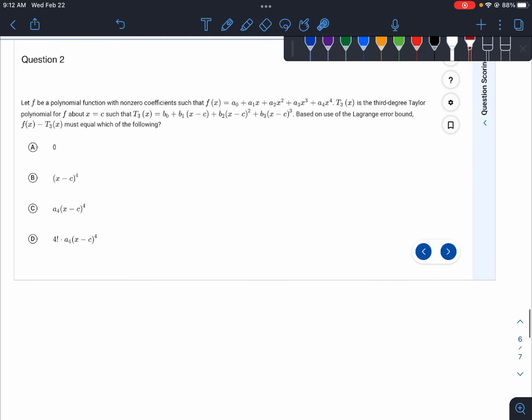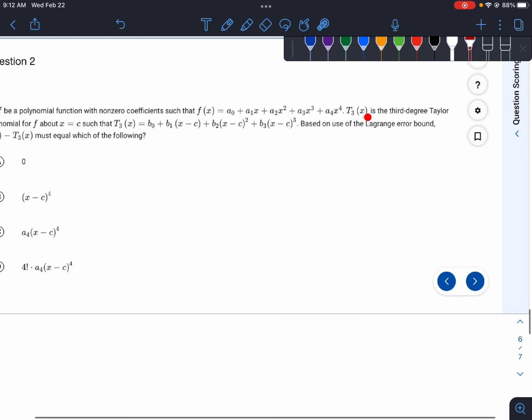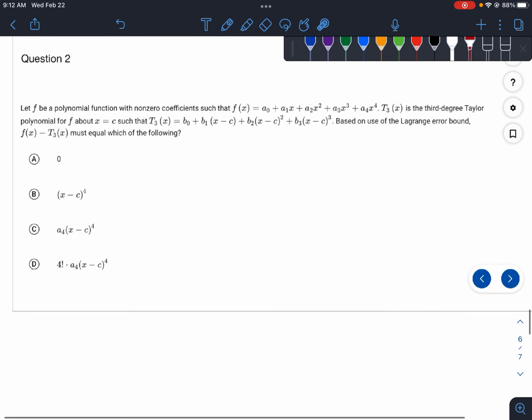Let's try this one right here. So let f be a polynomial function with non-zero coefficients. Here we have our function right here. Looks like this is a fourth degree. T sub 3 is the third degree Taylor polynomial for f centered at c, so this is what it would look like if it was centered at c.